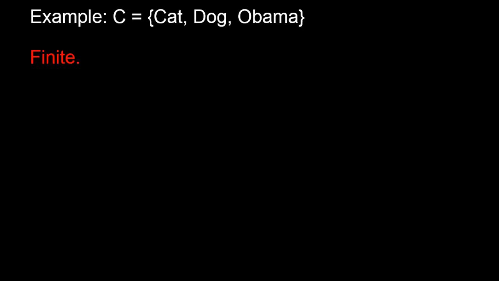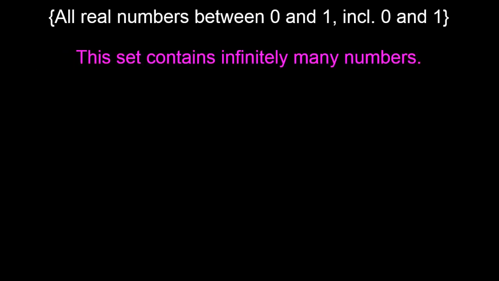In this case, because the set C is finite, we can exhaustively list out every element in C. So C contains exactly cat, dog, and Obama. In contrast, with an infinite set, there's no such way to list out exhaustively all the elements in the set. Instead, all we can do is somewhat clumsily describe in words what this set contains. Fortunately though, mathematicians actually have a more elegant and concise way to write down this set.